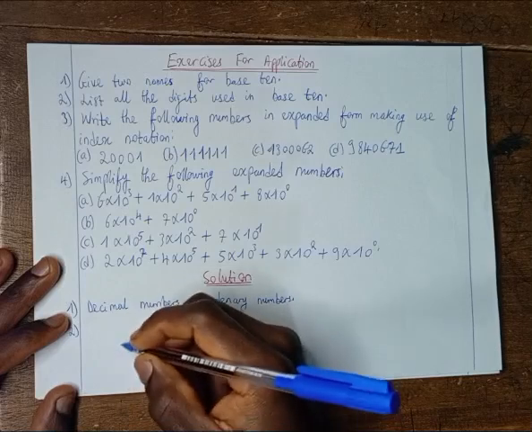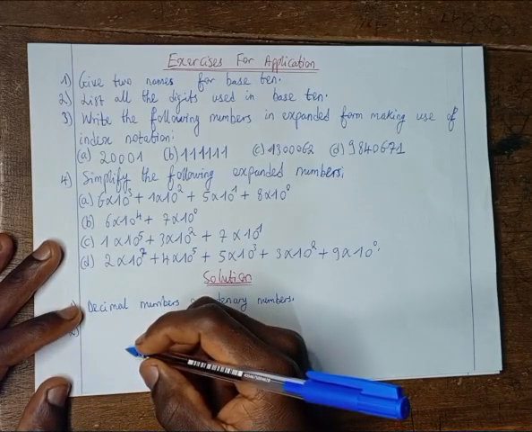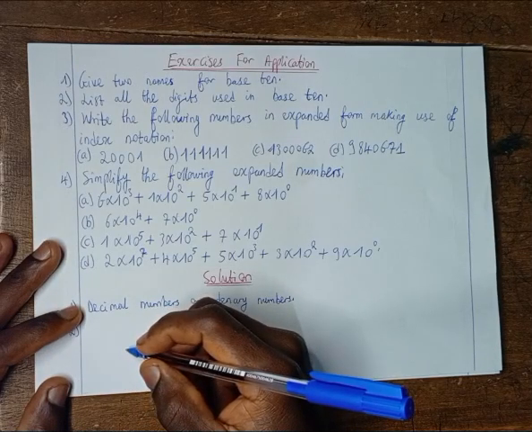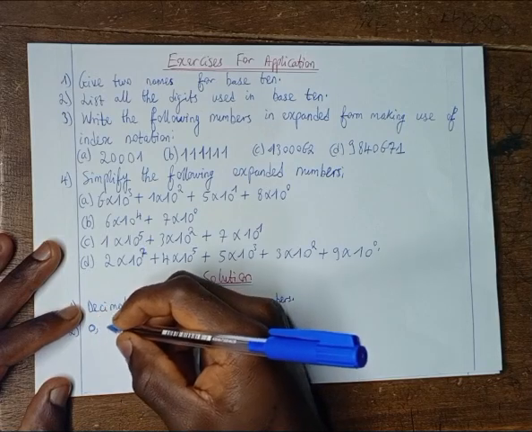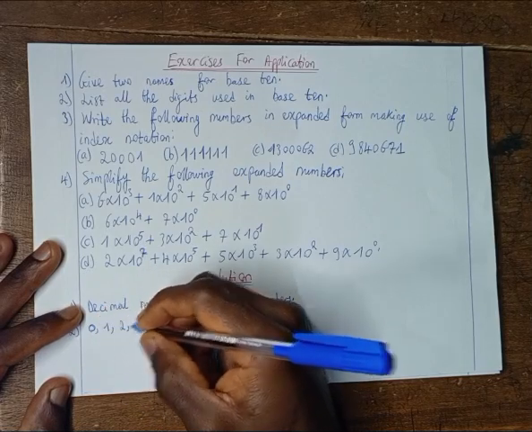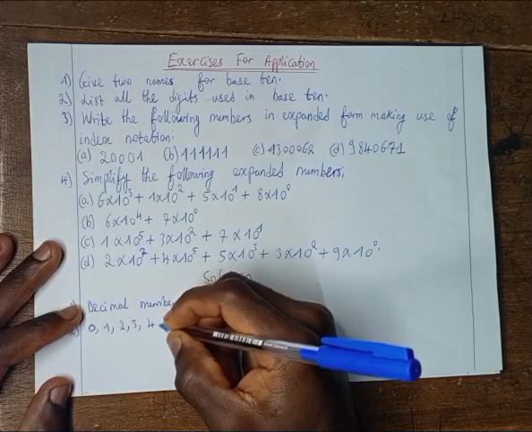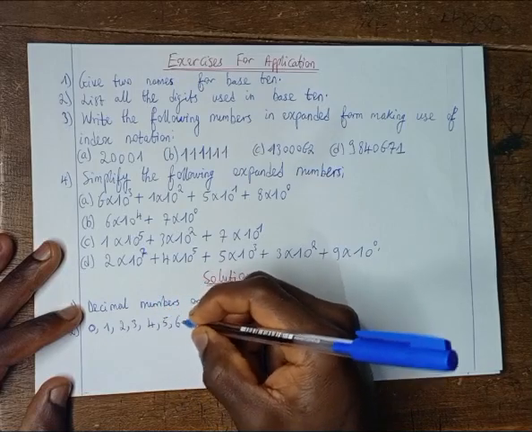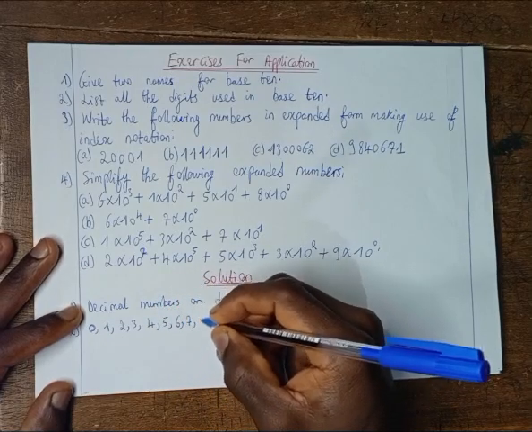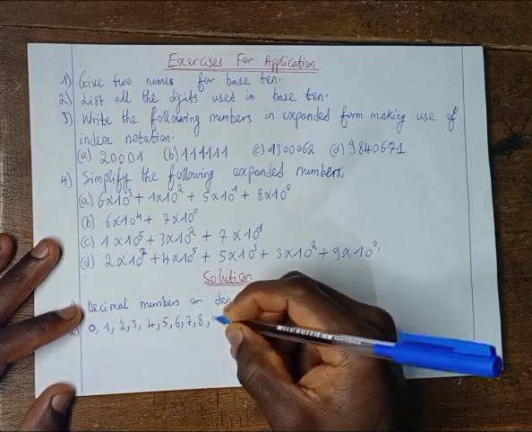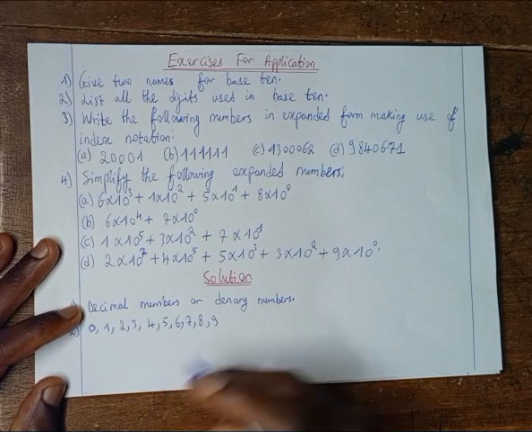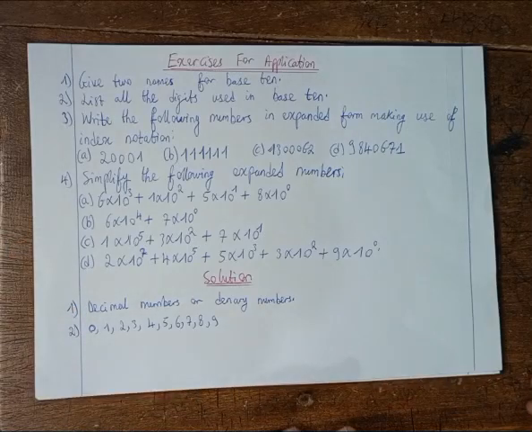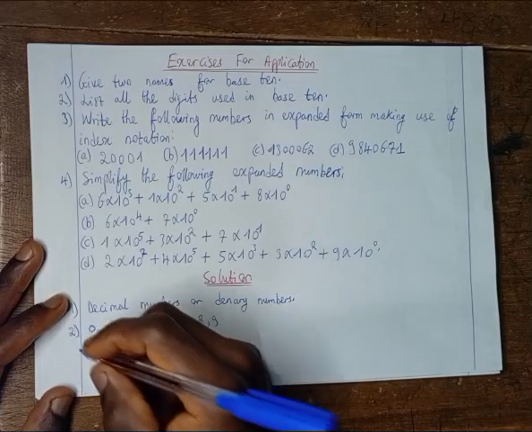Question 2 says, list all the digits used in base 10. In base 10, we make use of the digits 0, 1, 2, 3, 4, 5, 6, 7, 8, and lastly 9. Since we are counting in groups of 10, we cannot make use of the number 10 or numbers above 10. So these are the digits you take note.